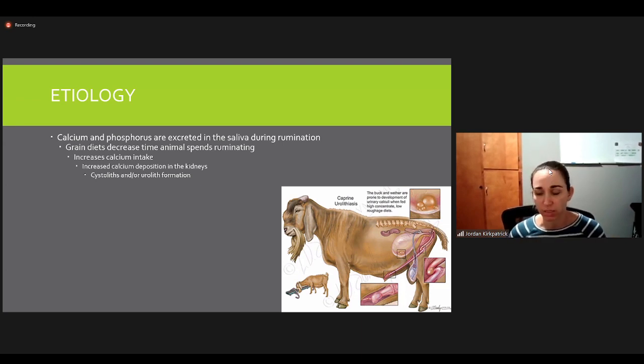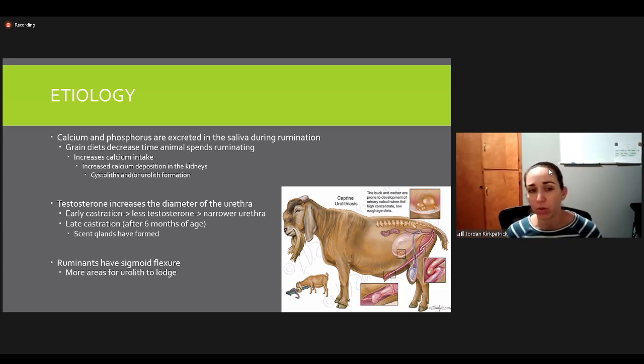So a lot of this is dietary management. A lot of times what happens, as I talked about earlier, male goats are much less valuable than females in the dairy goat industry. And so people get the male goats and they're told to feed them like the female goats, and they get way too much grain, and then this occurs.